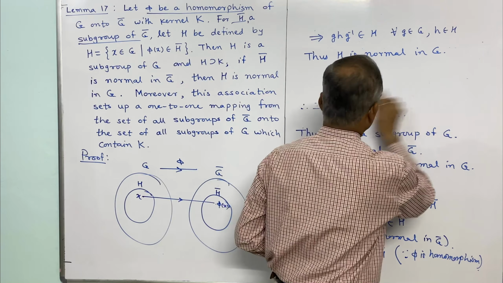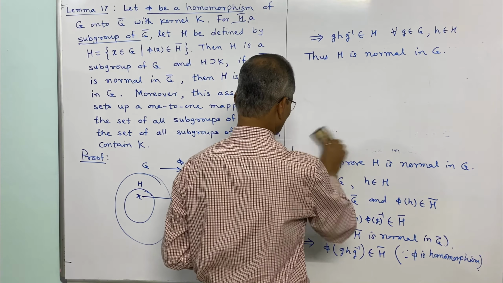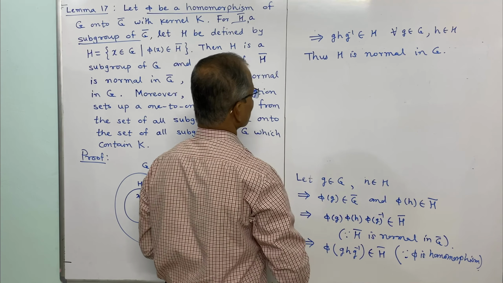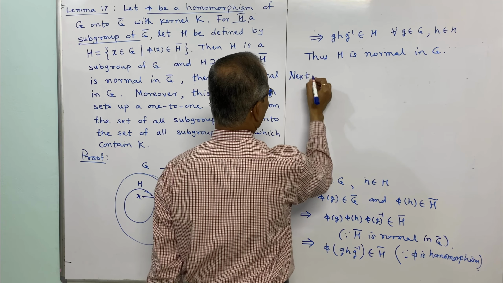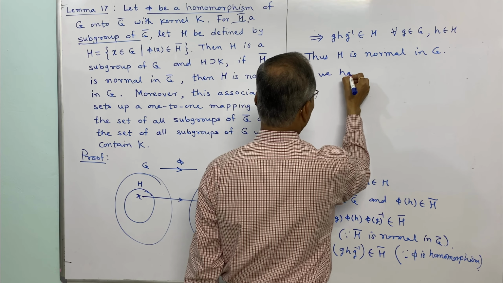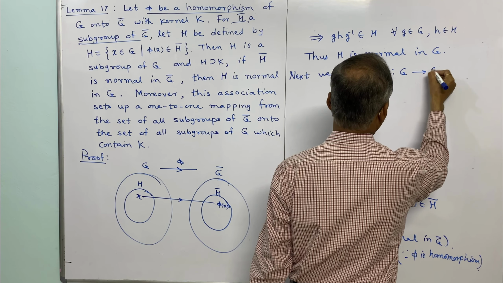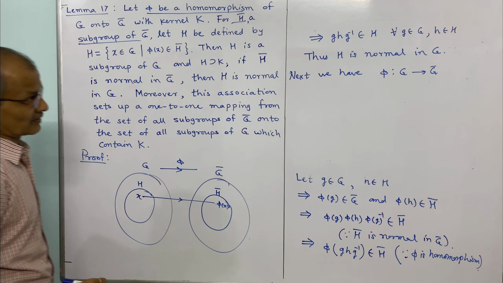Now it is given phi is a homomorphism between G and G bar. Further, next, we see we have phi from G to G bar, which is an onto homomorphism.